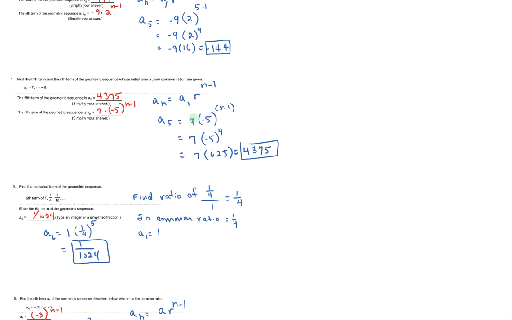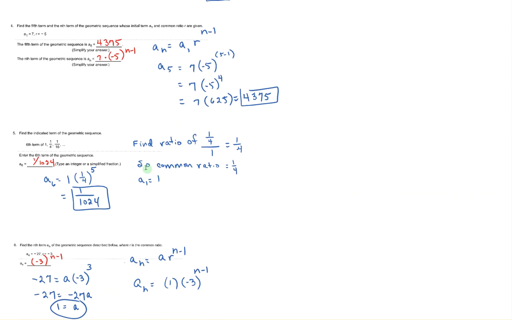A sub 1 is 7. We're finding a sub 5. It wants the fifth term. So a sub 1 is 7, r is -5, and this becomes a 4. So -5 to the 4th is 625. Multiply by 7, you get 4375. And again, just plugging in a sub 1 and r for the generic.